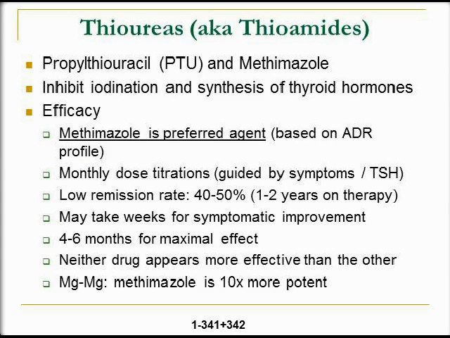And the reason why we don't use these medications as initial therapy for most patients is because the remission rate is extremely low. It can be anywhere between 40 and 50% after 1 or 2 years of therapy. It may take weeks for some patients to actually see some symptomatic relief, and it may take months to see a maximum relief in their symptoms.